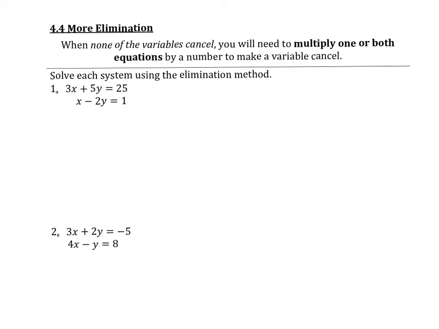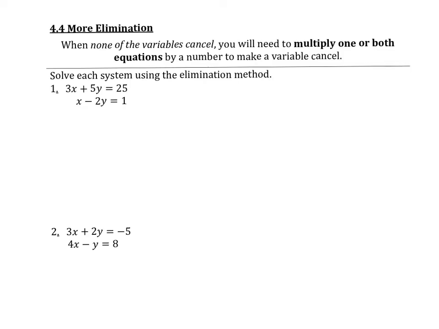Okay, for section 4.4, we are continuing with the elimination process, but in this case, sometimes the variables will not cancel and you will need to multiply one or both equations by something to make the variables cancel. So if I look at number one, they do line up: the x's line up, the y's line up, the equals and the constants line up, but the x's don't cancel and the y's don't cancel, so I need to multiply by something to make them cancel.